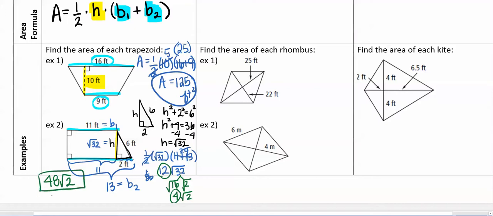Now in Math Excel you're going to have to look to see if they want a radical answer or a decimal answer. If they want a decimal answer, we would have to take 48 and multiply it times the square root of 2. You get a decimal. If they don't want a decimal, then you're just going to leave it like this. The decimal answer turns out to be about 67.9 square feet.